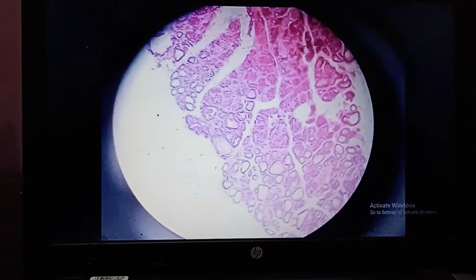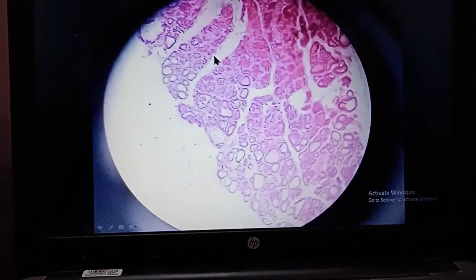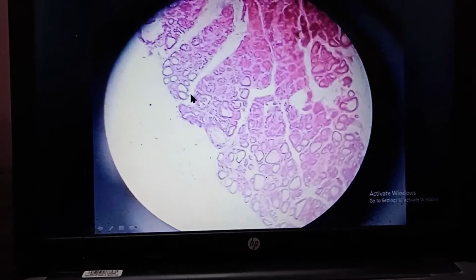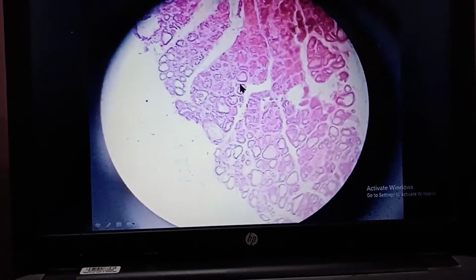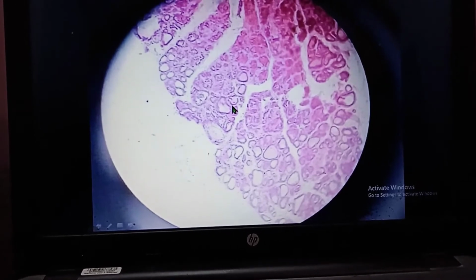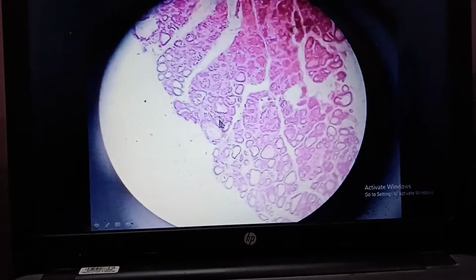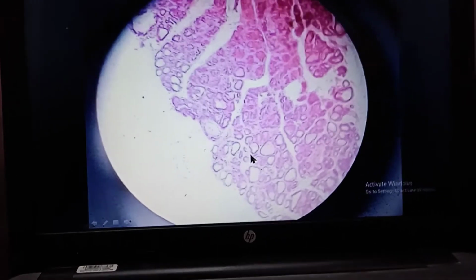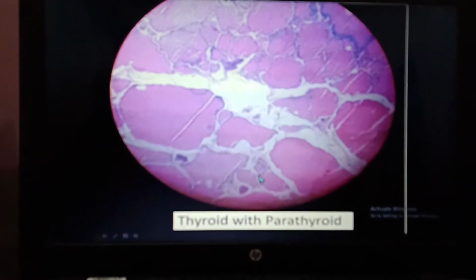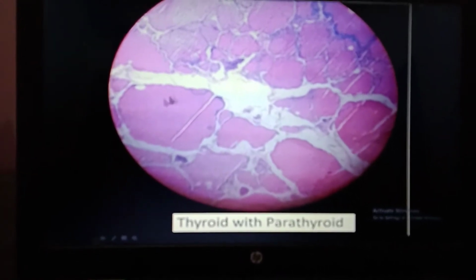Here is the histological slide of the thyroid gland, which is full of thyroglobulin, which is present in the central lumen and has a colloidal nature. On the slide, here also it is filled up with thyroglobulin.